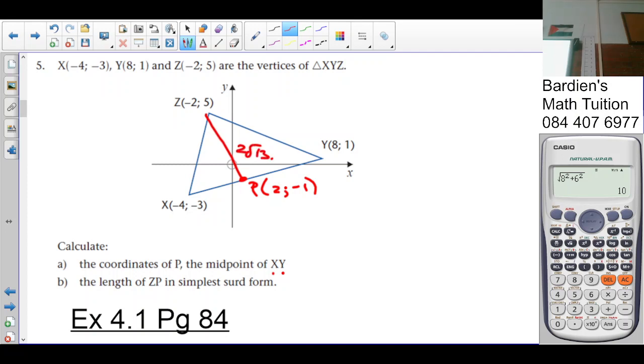What do you also call that line then? Remember that P is the midpoint. Another word for that line. It's called the median. Make a note there. The median line. Okay?